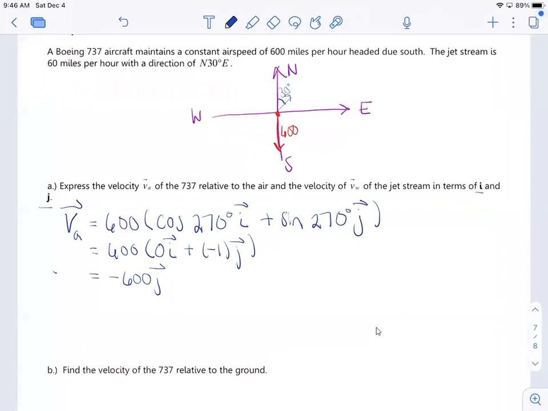Now, some of you could have seen that without doing that work. I mean, it's just headed straight down. So then my vertical movement is just negative 600. So you can see that and not have to show all that work.